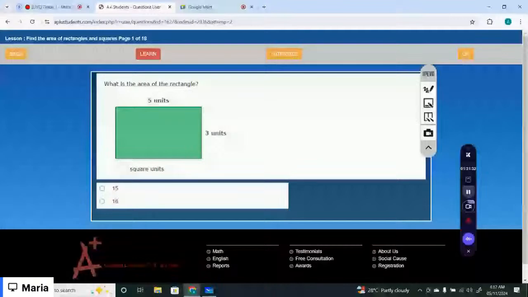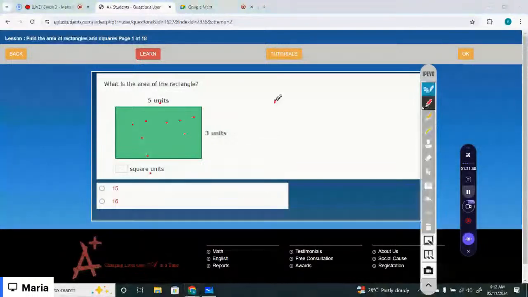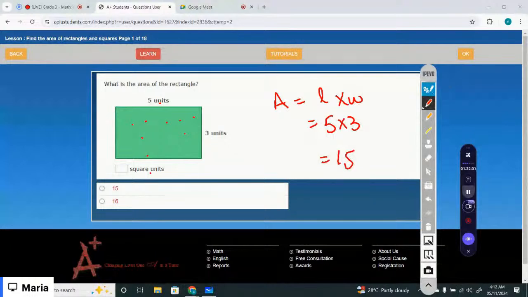What is the area of the rectangle? So which is the correct option? You have to do length times width, right? So you have to do 5 times 3. 5 times 3 is 15. So the correct option is 15 square units. The correct option is option number 1, that is 15 square units. Very good.